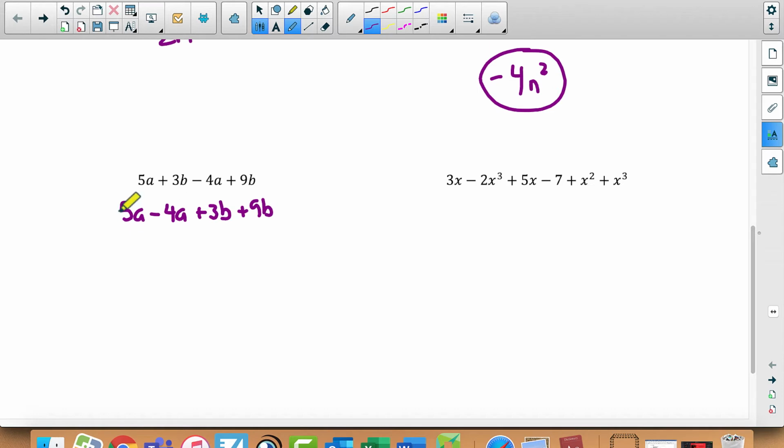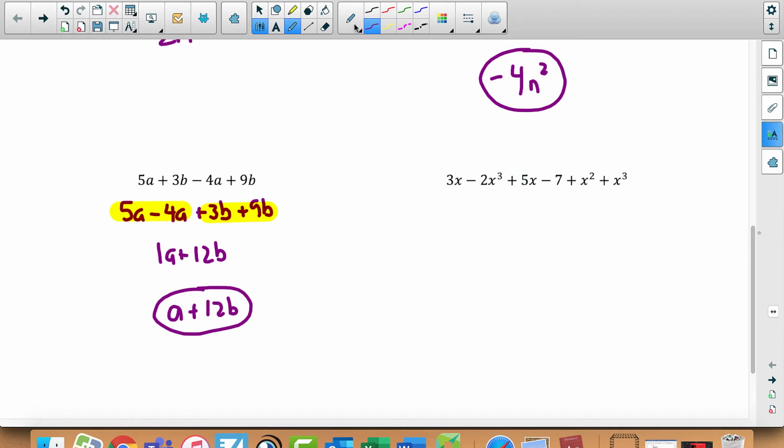Now, if I just look at this bit, I can get an answer, and if I just look at this bit, I can get an answer. And that's the strategy here. 5a take away 4a is 1a, 5 take away 4 is 1. And positive 3b, there's a plus sign there, so it's like positive 3b plus another 9b is 12b. But don't just go 12b, it's plus or positive 12b. See what I could do to make it a little bit simpler? You don't need that 1 there, so a plus 12b is the best answer. Alphabetical order too, right? A's before B's. Okay, so that's one way to do it, is to rewrite it.